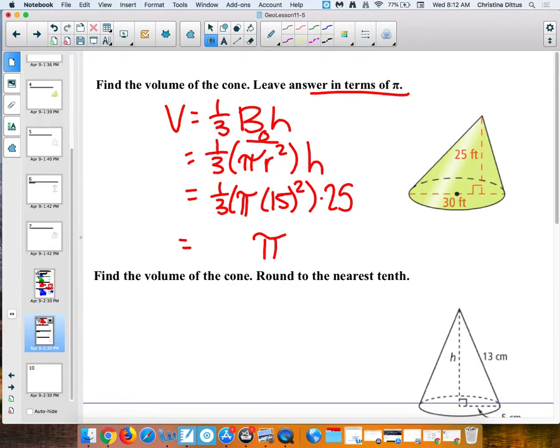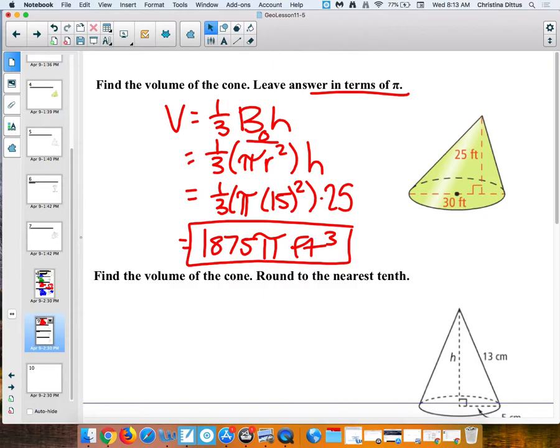And it should be kind of big. 1875 pi. Label. Centimeters cubed. Good. Questions there?